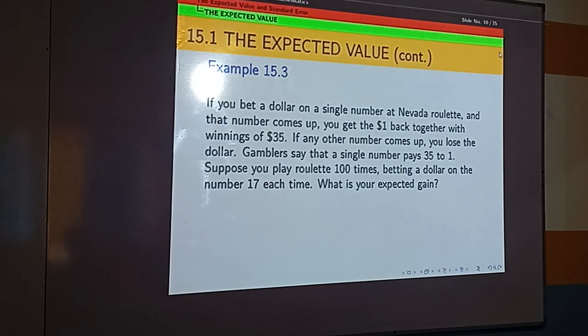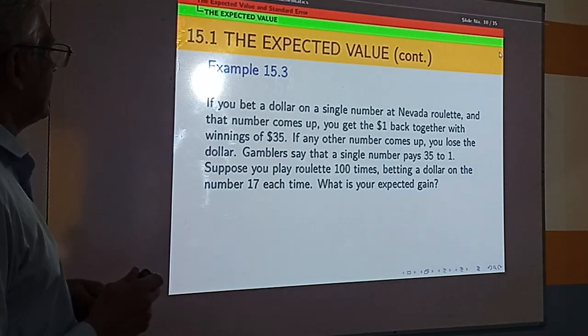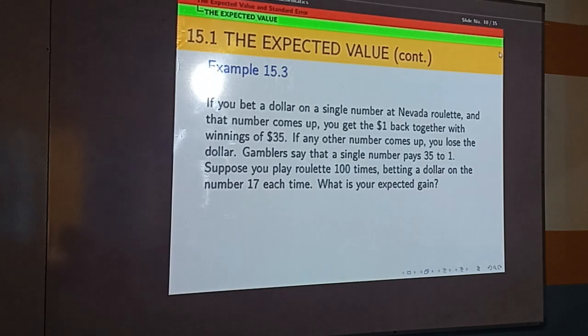Let's look at this one also, then we'll look at the standard error, because we are not going to derive anything, just going to take what they say and they give you the formula. If you bet $1 on a single number at Nevada roulette and that number comes up, you get $1 back together with $35 more.